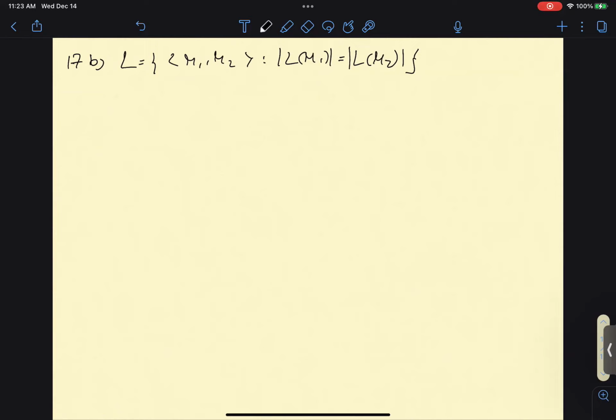Wait, but that doesn't make sense. Oh, I say they're undecidable? That's not good. Okay, let's do B and C. So B, okay, it's undecidable. I'm pretty sure it's undecidable. Why do we think?